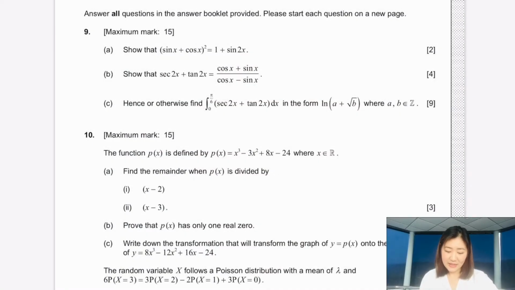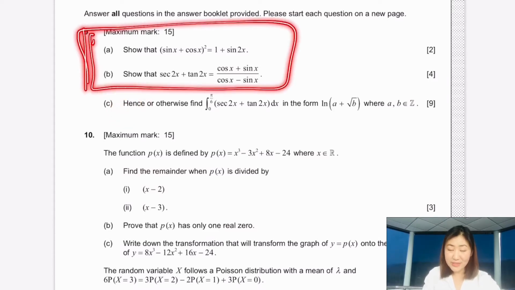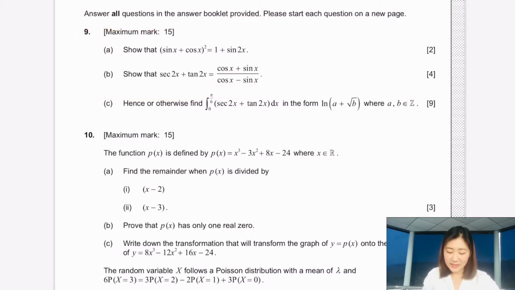Right, question 9. A, B, C. A, show that. B, show that. And C, hence or otherwise, find that the whole thing. Here, hence. How to use hence? It means you need the information, the previous information that you just found, and then you would use it in this question. And otherwise, if you cannot figure out how to use that previous information, you can find another way to complete the last question.